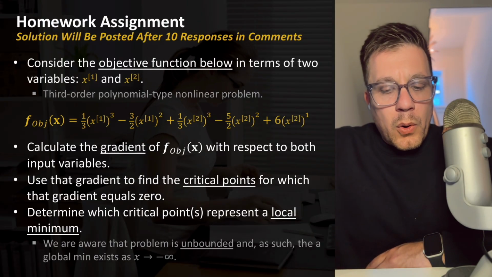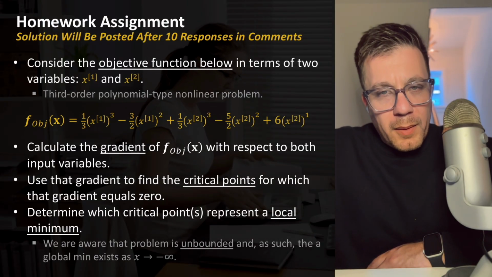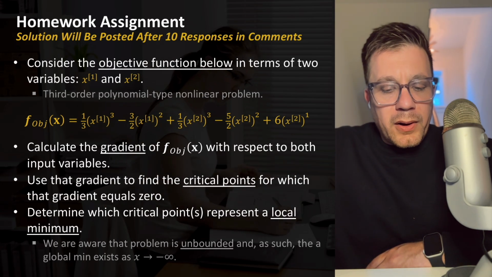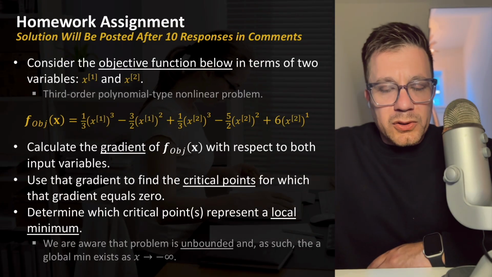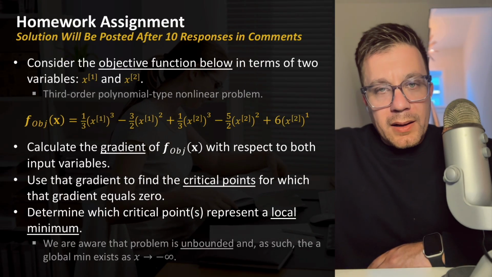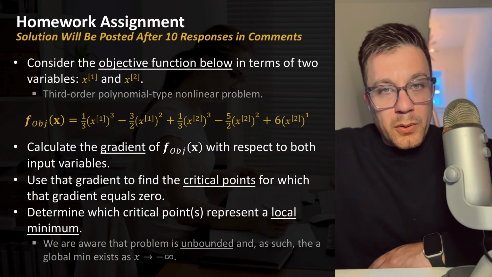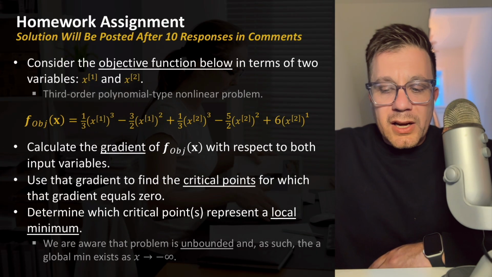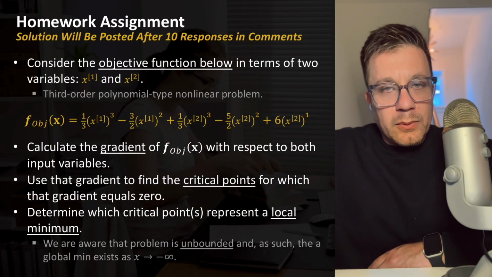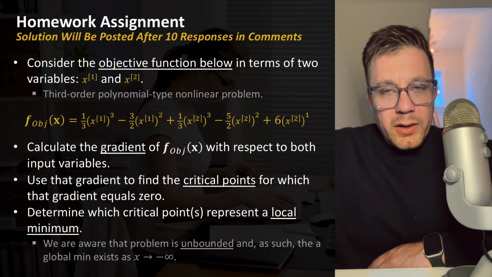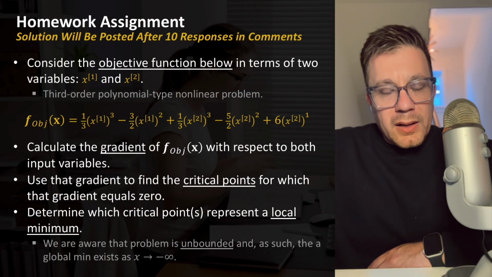This is a third order polynomial type nonlinear problem, so we went over an example similar to this, and the objective function is 1/3 x1 cubed minus 3/2 x1 squared. Again, I don't think I need to read this whole thing. I ask you to calculate the gradient of the objective function with respect to both input variables. I want you to use that gradient to find the critical or stationary points for which both components of the gradient equal 0, and then determine which critical point or critical points represent local minima.